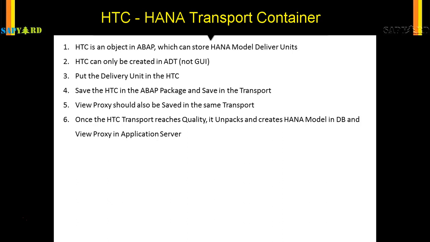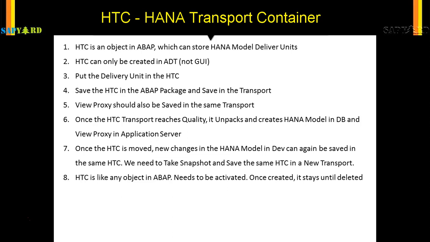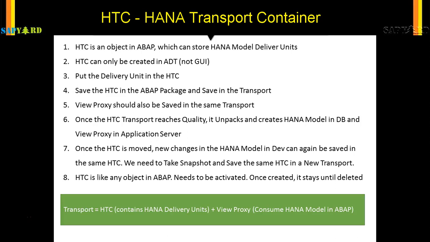So HTC is like an ABAP object. You can consider it like a structure. Once you move the HTC to production, and tomorrow you want to save some new changes in the HANA model, you can save those new changes in the same HTC. Just like the structure which has already moved in production, we can edit that structure and add new fields, and then save the structure in a new transport and move it to production.